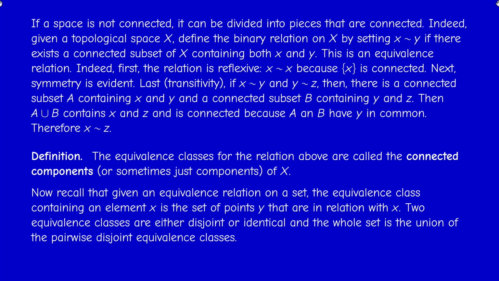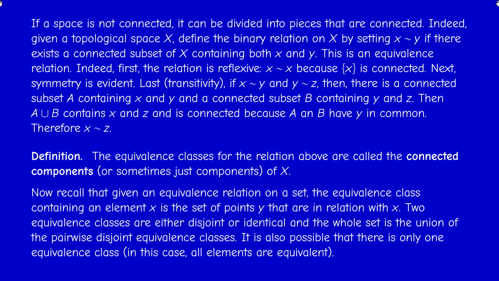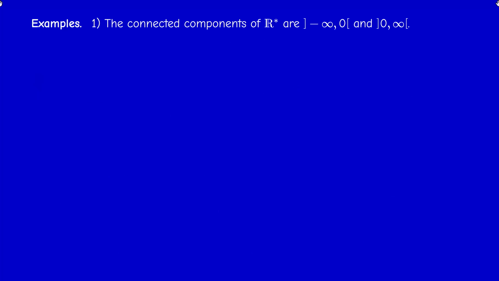And so we know that two equivalence classes are either disjoint or identical, and the whole set is the union of the pairwise disjoint equivalence classes. So in the case of the relation that we just defined, the equivalence classes are called the connected components of the space, or sometimes just components. Now, of course, when the space is connected, all elements are related, and there is just one equivalence class. So let us give, as usual, some examples.